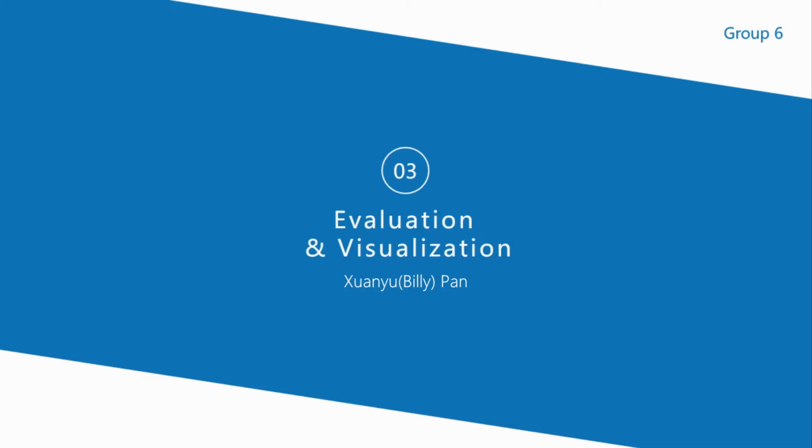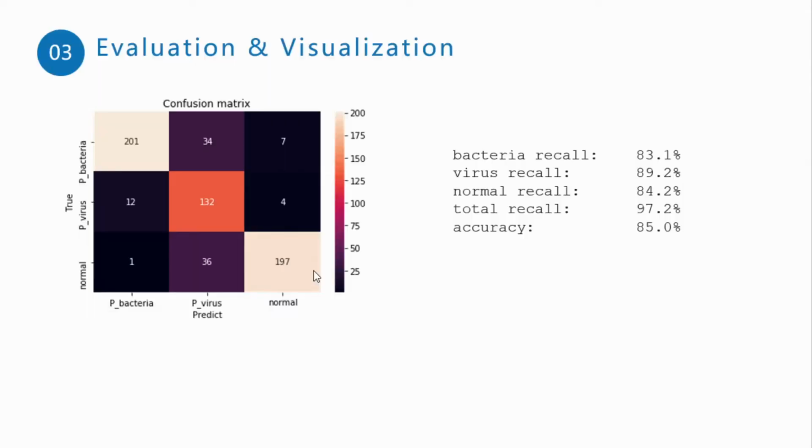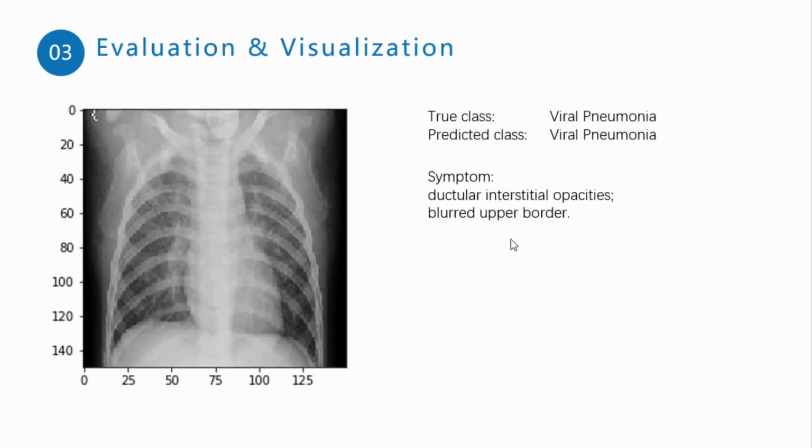This is Billy. I'm going to talk about visualization and evaluation. Here's the confusion matrix showing our model works well. We have over 85% accuracy and recall rates, where the total recall rate is 97.2%. To further validate our model, we visualize intermediate layers.